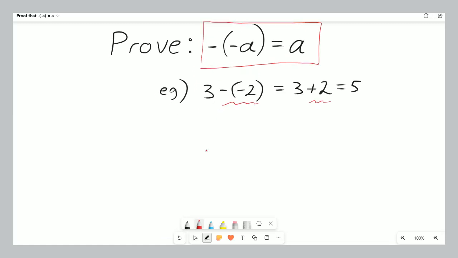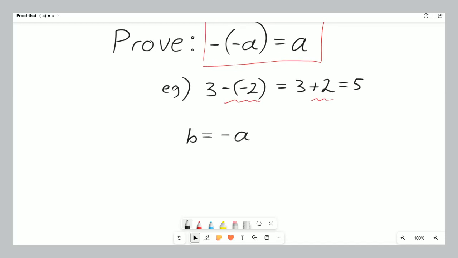Well, we can prove that as follows. Let's define b as being equal to negative a. That's what b is equal to. So whatever negative a is, that's what b is. If a is 7, well then b is negative 7.